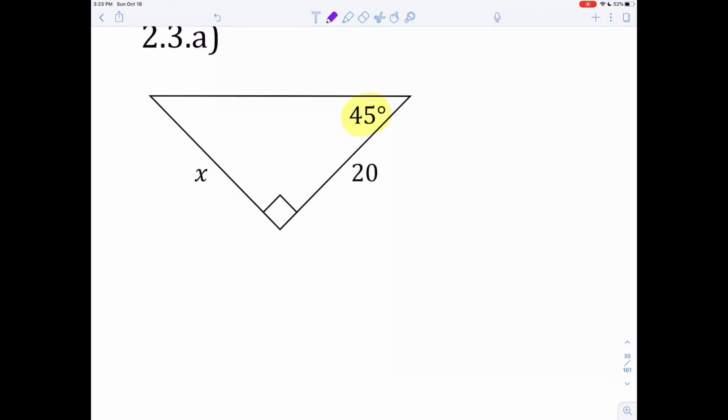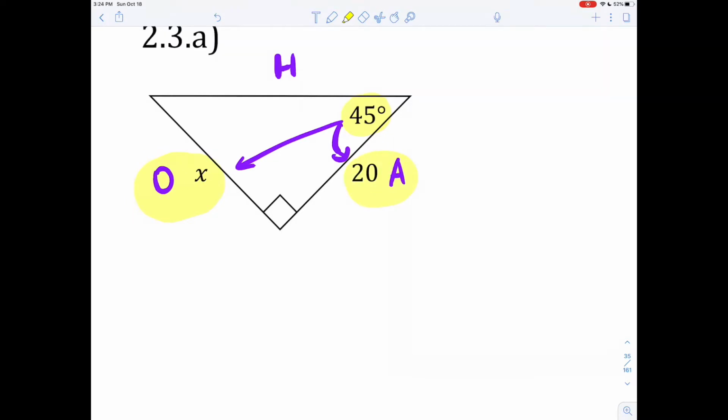Now, step 2, label all the sides according to that angle. I know that my hypotenuse will always be my longest side, which is opposite the 90 degree. Opposite to my 45 degrees is this one here. And adjacent to my 45 is over here. Now, step 3 is, well, what sides are we working with? I'm given X and I'm given 20.